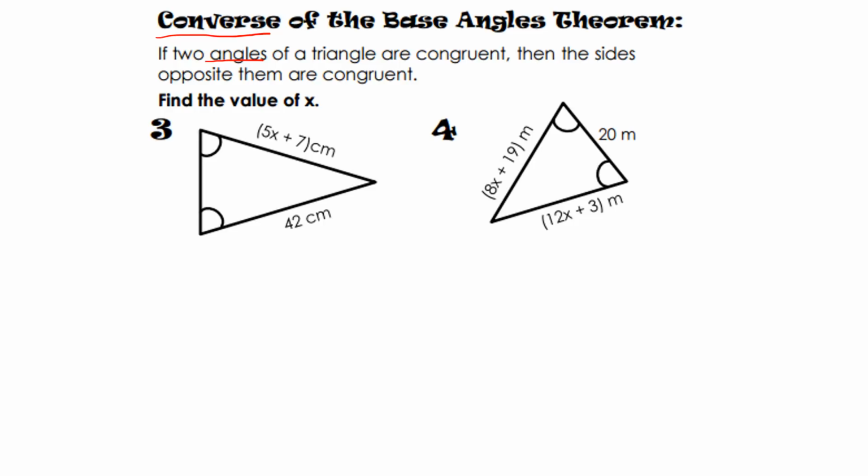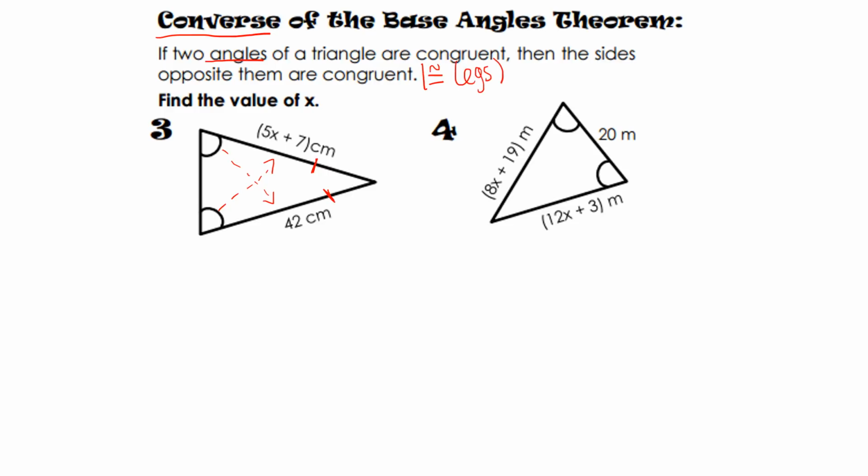So if we look at number 3, the side opposite this angle is the 5x plus 7 side. The side opposite of this angle is the 42 centimeter side. So all we're saying here is that if we have two angles of a triangle congruent, the sides or the legs are congruent. So I'm just going to write up here, congruent legs.